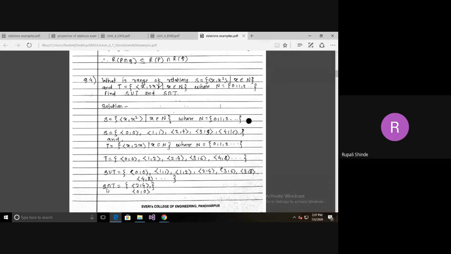Now we have to write the intersection of S and T, meaning the ordered pairs common between S and T. So check these two relations. What are the ordered pairs common? The first ordered pair is (0, 0) and the second is (2, 4). So this is the answer for S intersection T. Likewise, from any given definition of a relation, we can find the actual elements of that relation, and we can perform any kind of operation like union or intersection on those two relations.